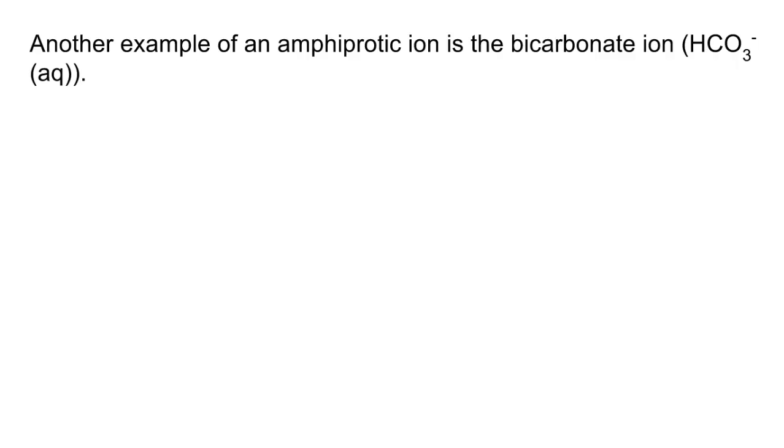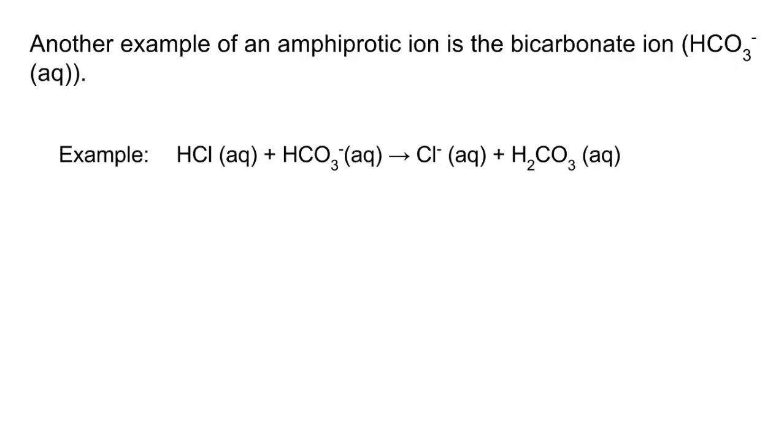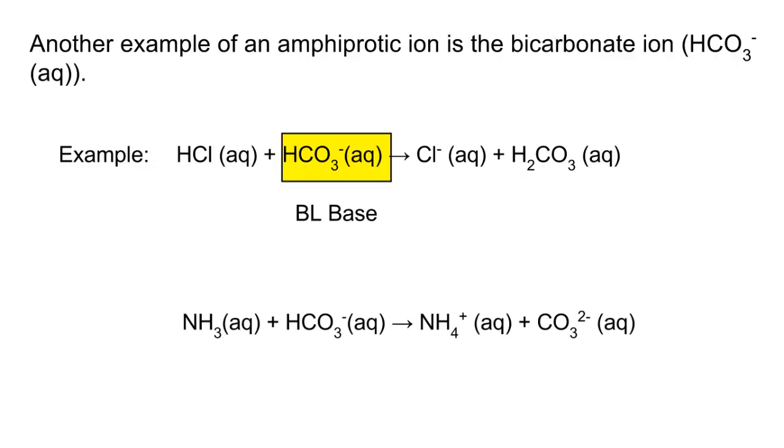Another example of an amphiprotic or amphoteric ion is the bicarbonate ion, HCO3-. When we react HCO3- with hydrochloric acid, the HCO3- acts as a Bronsted-Lowry base. If we react it with ammonia, which is a weak base, the bicarbonate ion now acts as an acid.